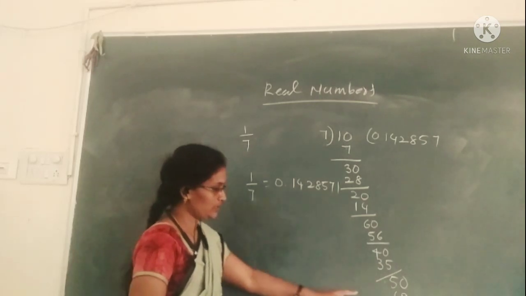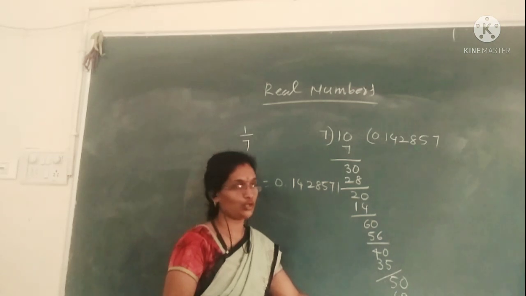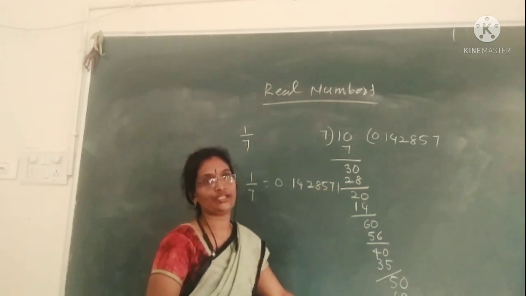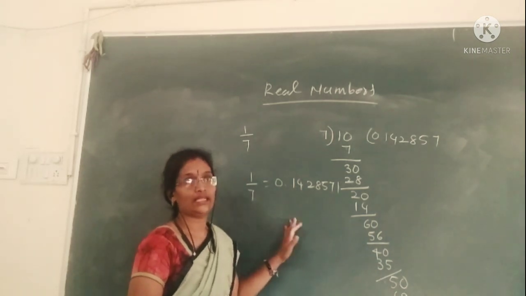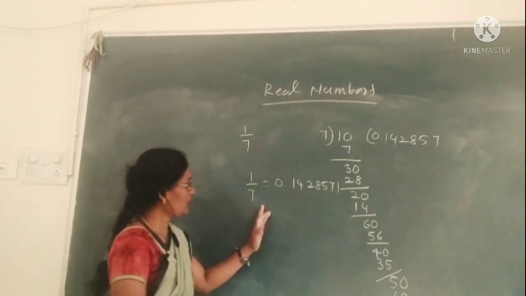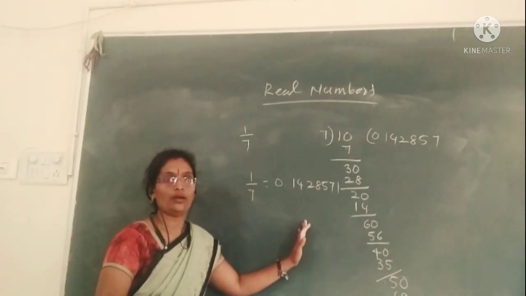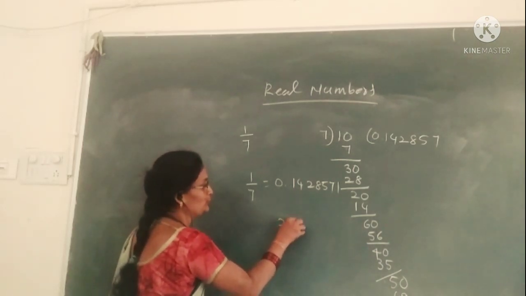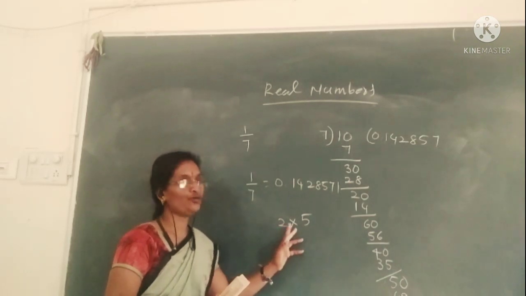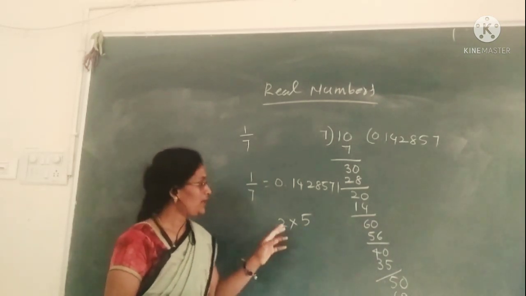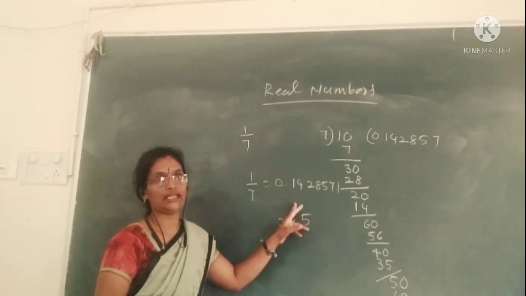So there is not ending with the 0. The division will be continuation. This is the non-terminating repeating decimal or recurring decimal. In the denominator, 7, we cannot express in the form of 2 and 5. So we cannot write the prime numbers 2 and 5. So 7 we cannot write as 2 and 5. So this is a non-terminating recurring decimal.